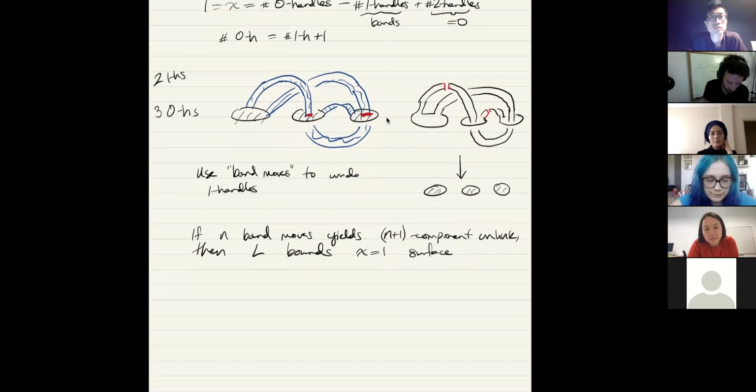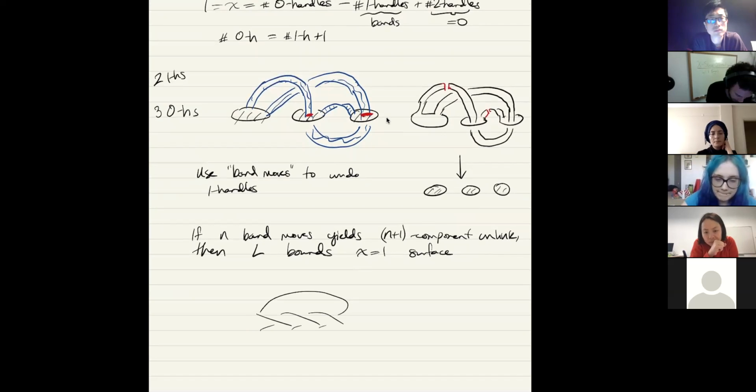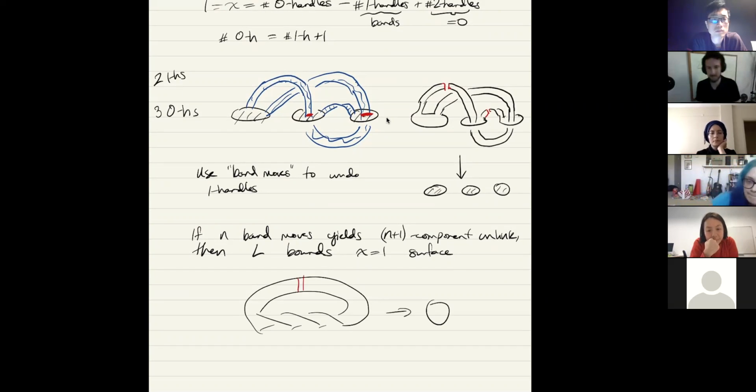Yeah, for example, let's do the trefoil. Let's just do a one component link. If I do the trefoil, I could do a single band move, which is just this, and I get an unknot. And that tells me I bound a Mobius band, because I just had a disk and I attached this one handle. So yeah, that can happen. It doesn't have to be n plus one, it could be less, but it can't be too much.